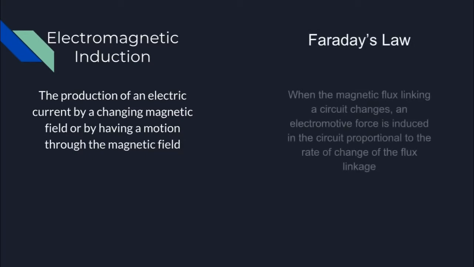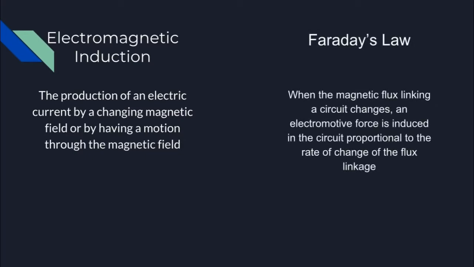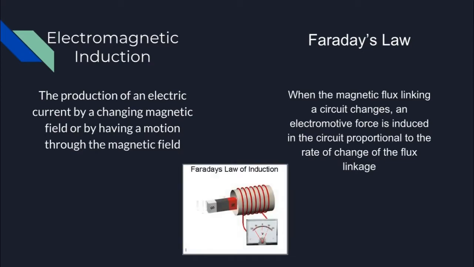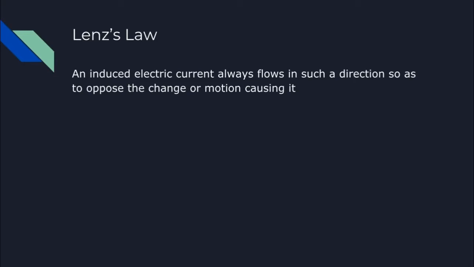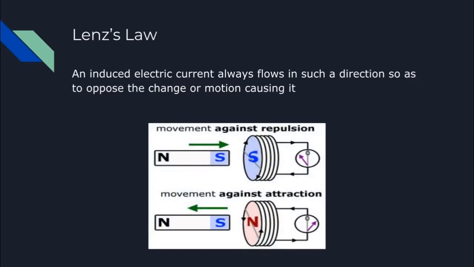Electromagnetic induction is the production of an electric current by a changing magnetic field or by having a motion through the magnetic field. Faraday's law states that when the magnetic flux linking a circuit changes, an electromotive force is induced in the circuit proportional to the rate of change of the flux linkage. Lenz's law states that an induced electric current always flows in such a direction so as to oppose the change or motion causing it.